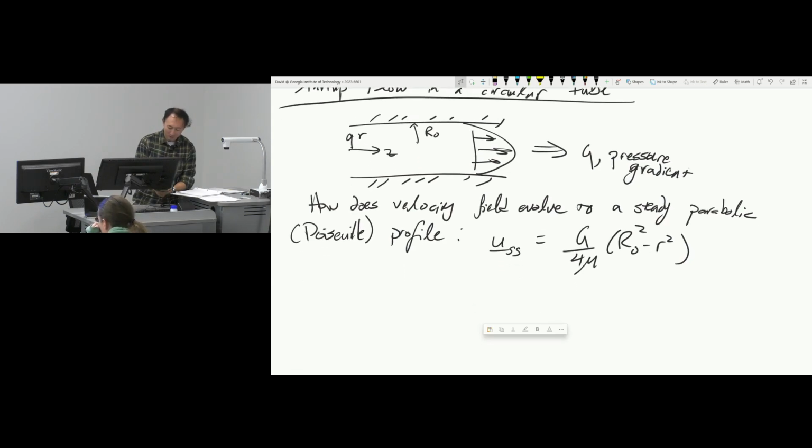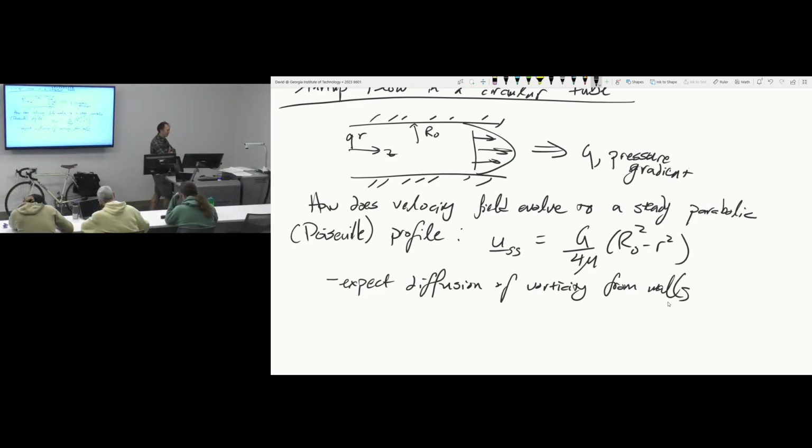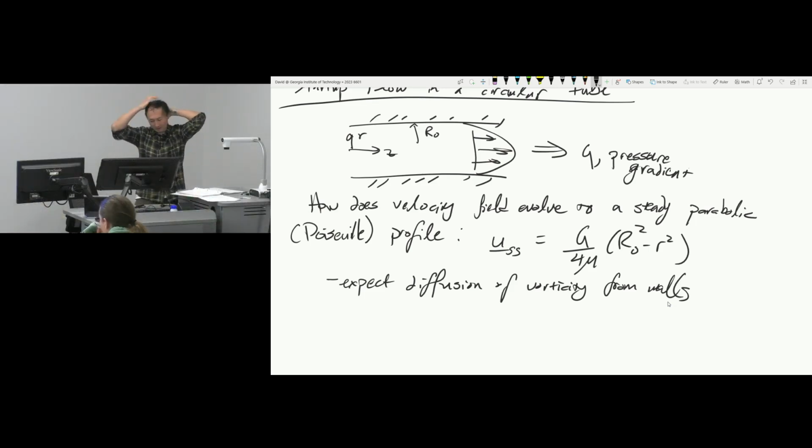All right. So physically, what's going on? We expect diffusion of vorticity from the walls. Just like the last two problems, where we had infinite plates and were really far away, if you're far enough away, you don't even know the plate's moving. Similarly, if you're right in the center of the channel, it'll take time for the information to get there. That information starts at the walls and goes towards the center.